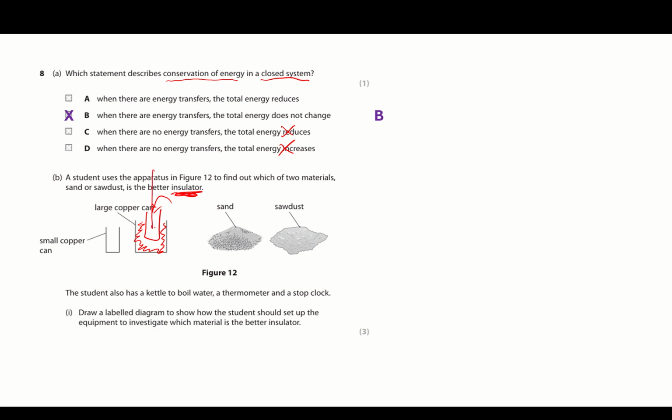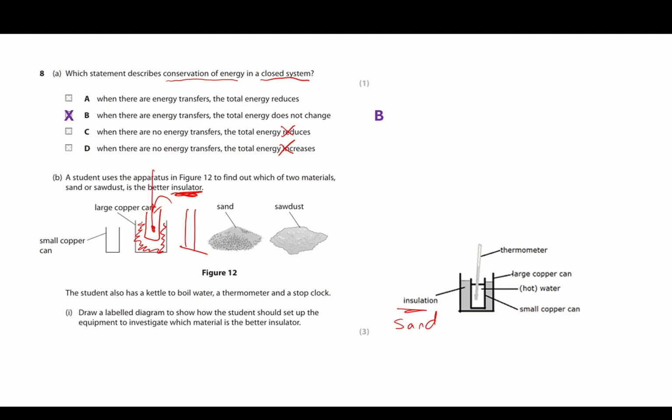Now we're going to need a thermometer. That's going to have to go in. We're going to need a measuring cylinder so we can measure the volume of water to keep it the same. And it then says draw a labelled diagram to show how the student should set up the equipment. It just needs to look like that. So the big can, little can inside, whatever the insulation is. So you can see here in the answer, this would either be sand or it would be the sawdust. We've got our thermometer inside the water and our hot water's there. So that one's quite nice.